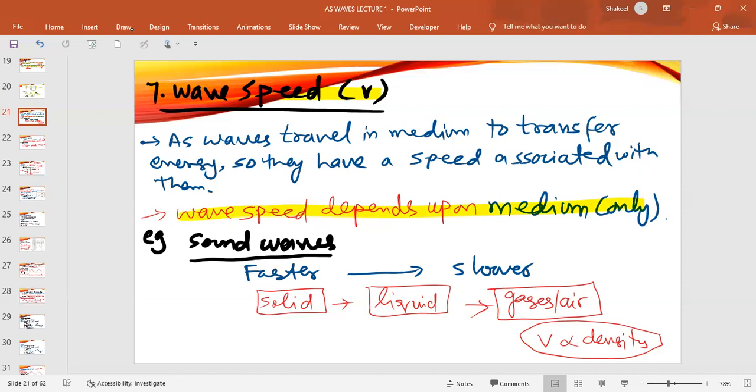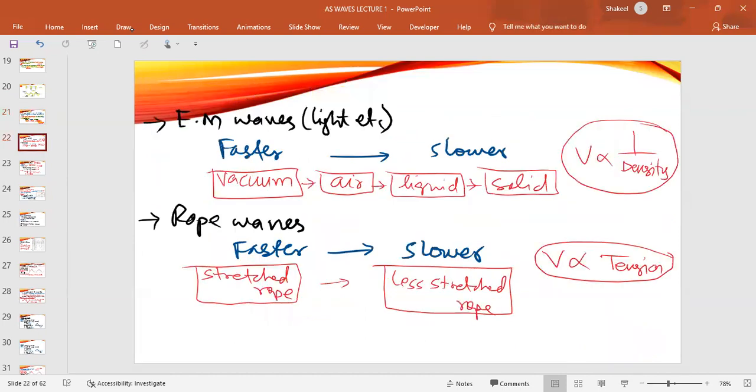It depends upon the medium. Let's say for sound waves, if sound is traveling in a solid, it is faster because molecules of a solid are very close to each other. In a liquid it's a bit slower, and in gas or air it is the slowest. So the speed of sound is proportional to the density of the medium. If a medium is more dense, then the speed of sound will be faster there.